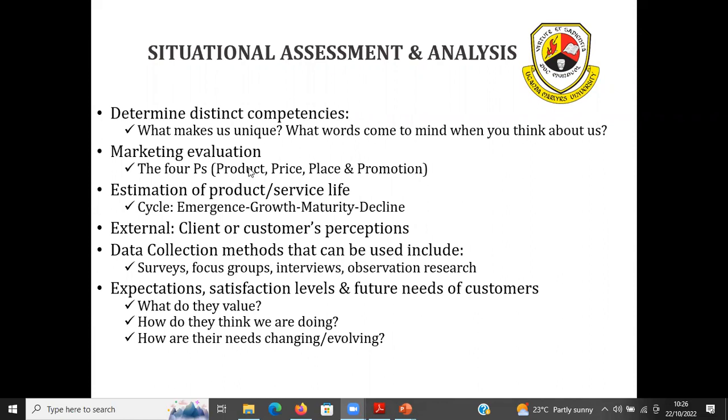Marketing evaluation. Here you look at your product, the price, place, and promotion. Where are you in terms of your market value? Where do you rate yourself? And you can also think about yourself in terms of your organization, where you may not be able to price yourself, but you can think of yourself as a service within your organization. Where would you place yourself? What is your value? And how can you promote yourself? What is the issue that can promote you?